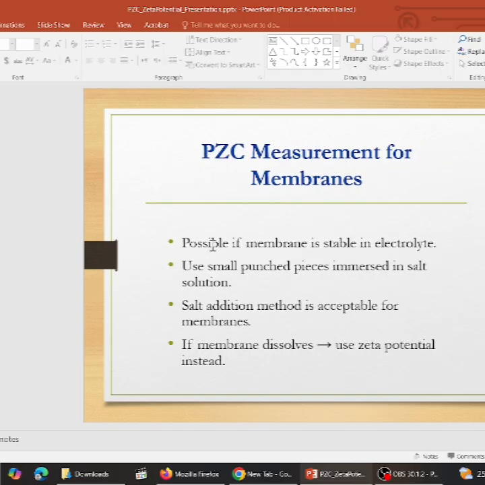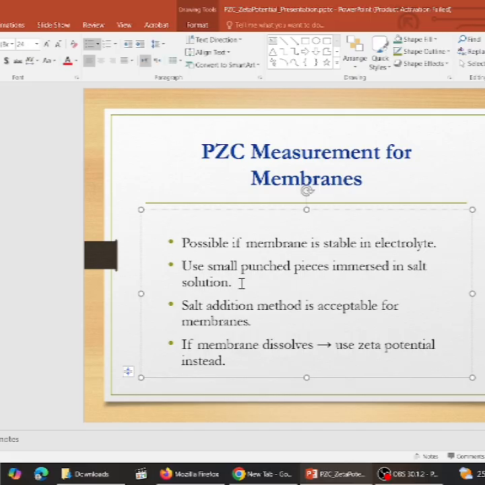For the measurement on membranes, if the membrane is stable in the electrolyte and doesn't dissolve, you can use small punched pieces immersed in salt solution. The size will be around 1 square centimeter to 2 square centimeters, and the salt method is acceptable for membranes. If the membrane dissolves, use zeta potential instead. So if your membrane is dissolving, you should prefer zeta potential, not the point of zero charge.